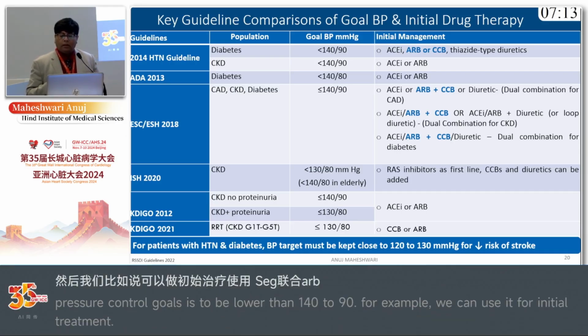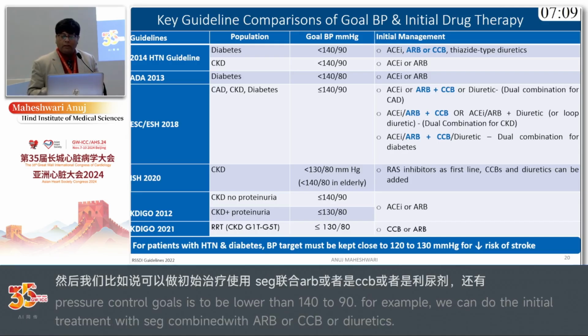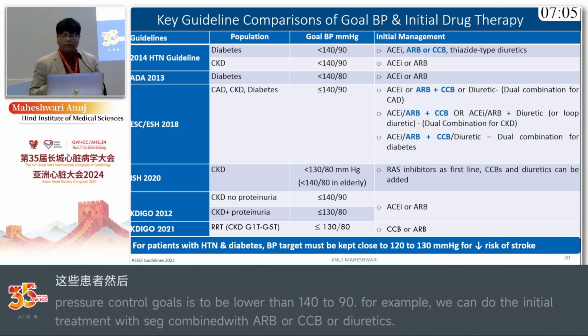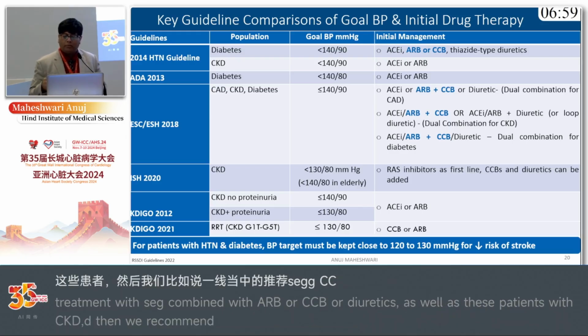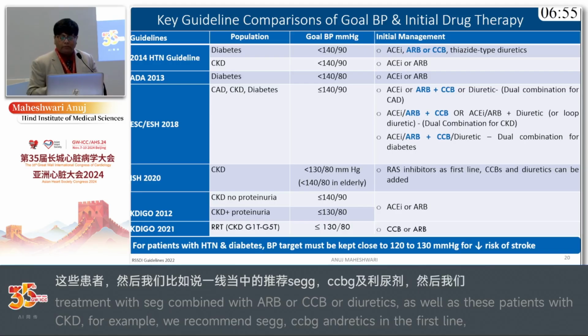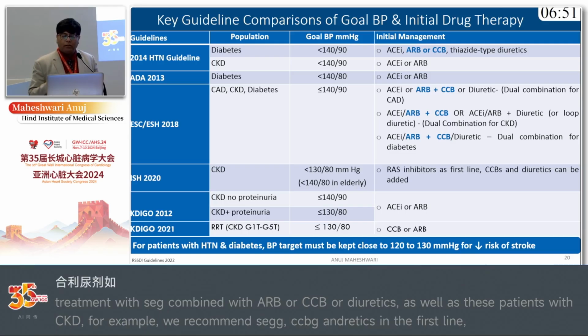Similarly, patients who had CKD were again preferred for dual combination, but the choices remained almost the same: a RAS blocker, preferably an ARB, combined with a calcium channel blocker, or a RAS blocker combined with a diuretic. For those with diabetes, again the preference is to keep on the dual combination of the same choices.